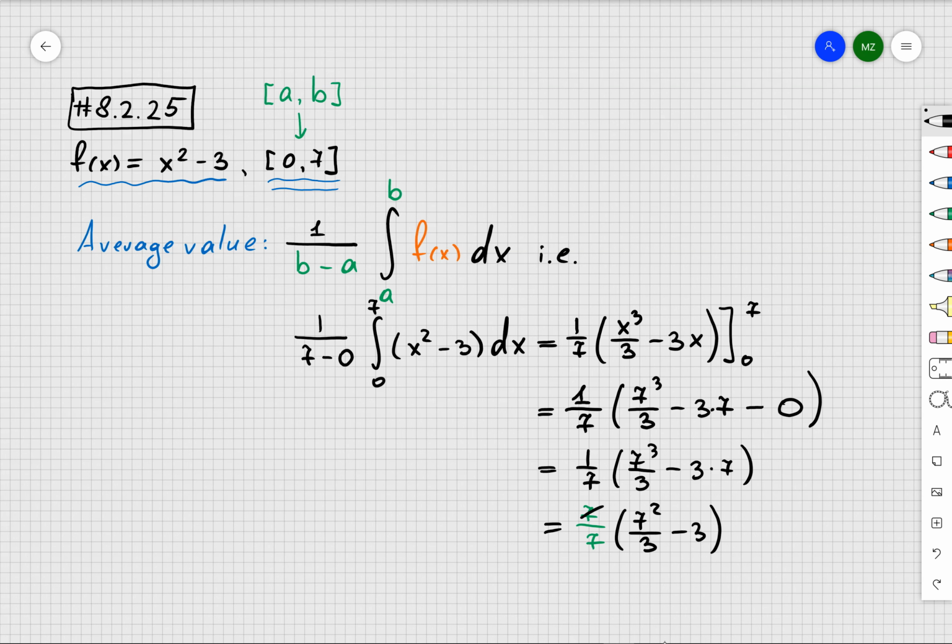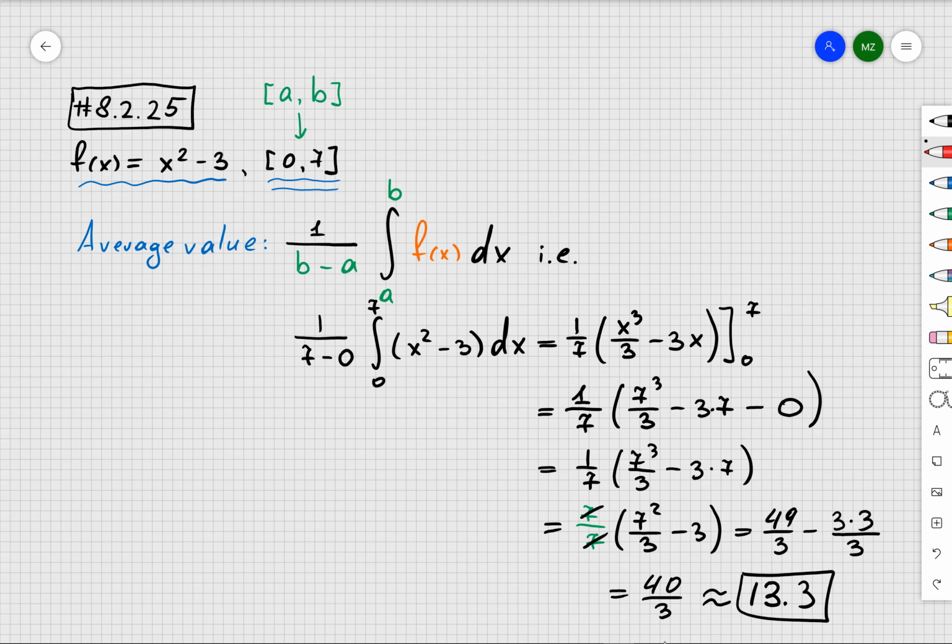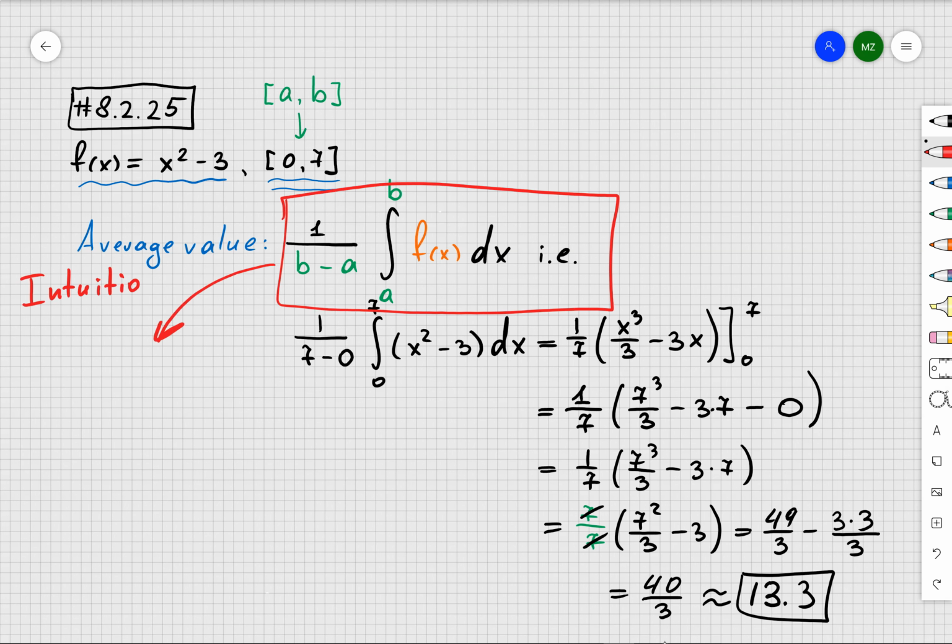And you can see that if you compute that integral, then my final answer is going to be 49 over 3 minus 3 times 3 over 3, or in other words 40 over 3, which is approximately 13.3. So let's now explain this formula again, and let me give you some examples.